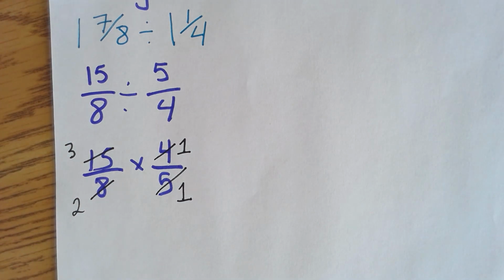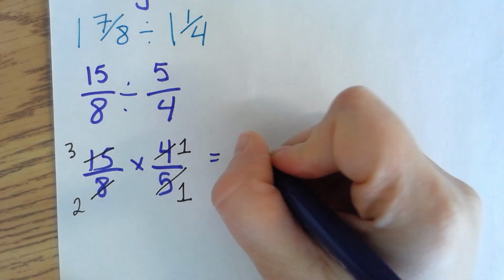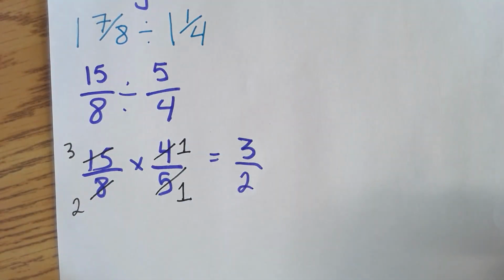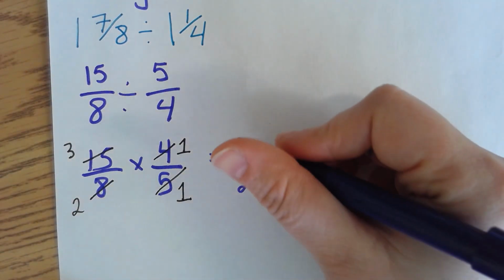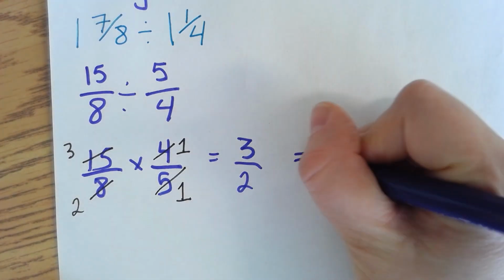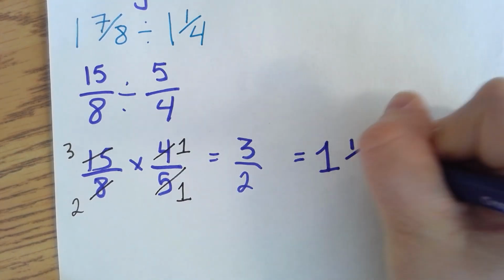So once I've done that, I just need to do my multiplication as I would normally. So 3 times 1 is 3. 2 times 1 is 2. And then it has 3 halves. We're not going to leave it as an improper fraction. We are going to change it back into its mixed number form. So it's going to give me 1 1/2.